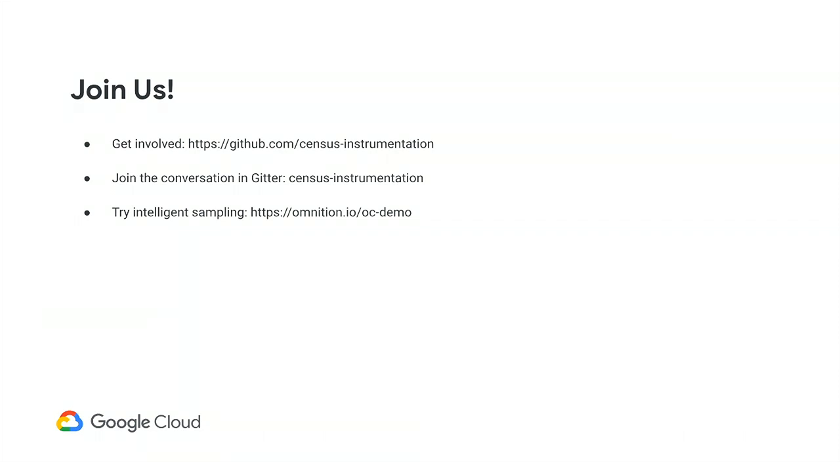There are plenty of client libraries that we would love your help on, the OpenCensus service. We have several GitHub issues open. They're usually pretty well labeled with help wanted or good first issue. If you're interested in contributing back, please go ahead and join us on Gitter. We have a Gitter community where we actually talk about OpenCensus publicly. And if you're interested in trying more of the intelligent sampling, that's available as well. All that is on GitHub.